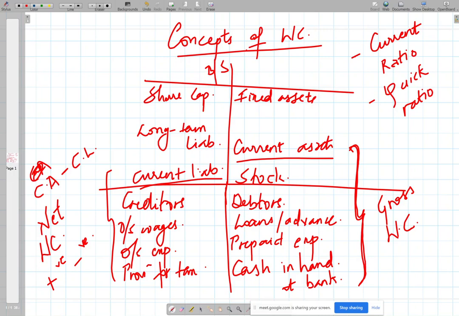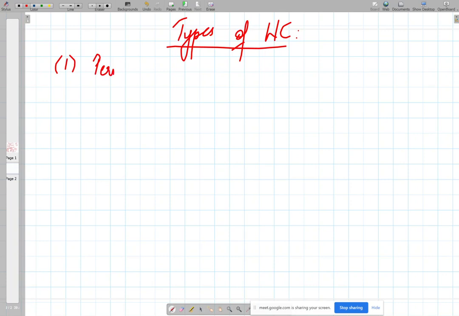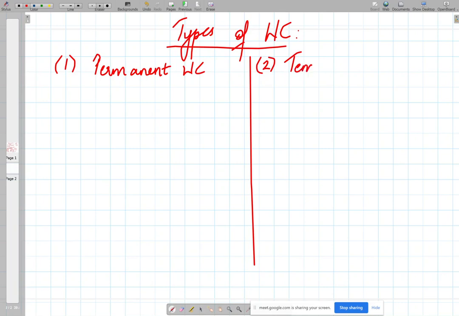Alright. Now, those were concepts. We also have something called types of working capital. Two simple distinctions, two simple types. First one being permanent working capital. It might sound a little strange to call working capital permanent, because any capital that remains for a long term in our business, we call it fixed capital. So what is permanent working capital and what is temporary working capital?